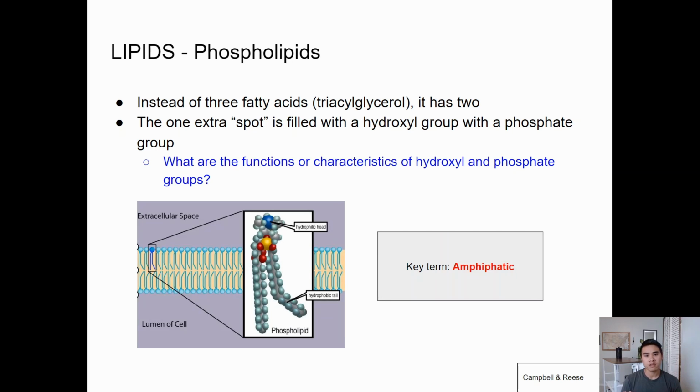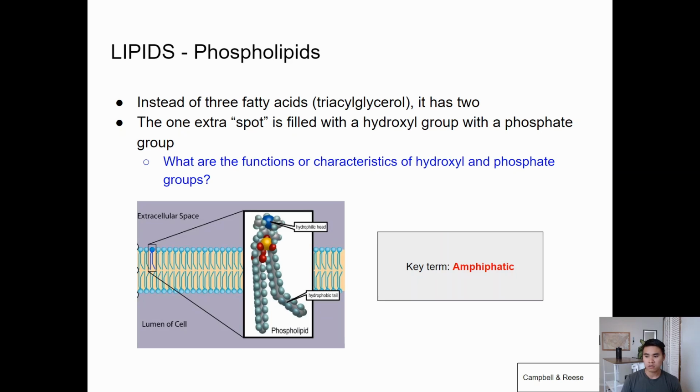So if you remember from the first lecture, we talked about functional groups, and how the properties of functional groups help you understand and predict the properties of different things. They also help predict the properties of macromolecules. So you have a hydroxyl group right here with a phosphate group. So both hydroxyl and phosphate, you want to think about the functions and characteristics of it.